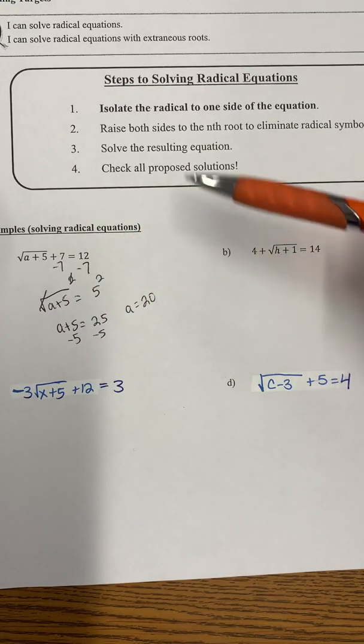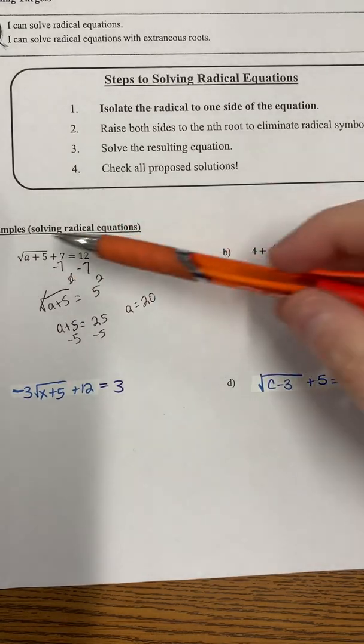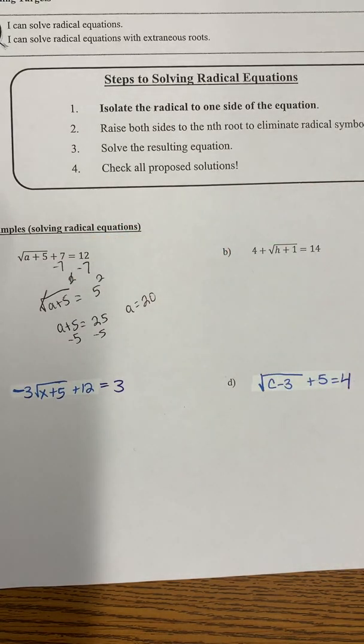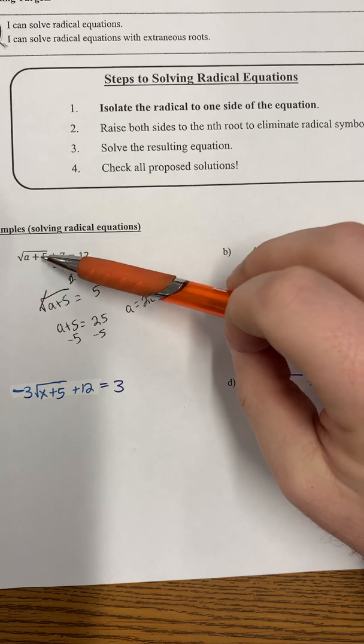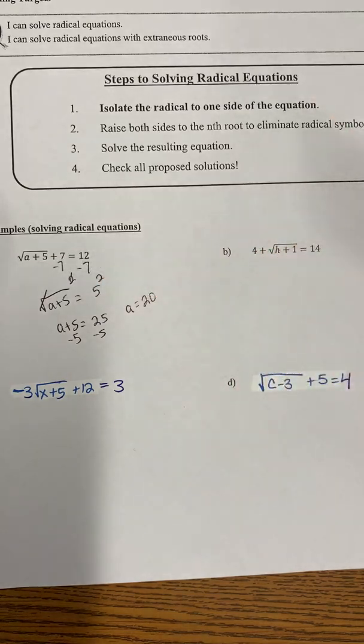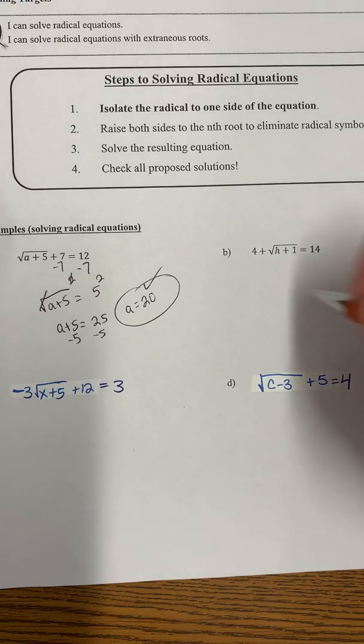We need to check and make sure that works. So we plug 20 back in. 20 plus 5 is 25. The square root of 25 is 5. And 5 plus 7 does equal 12. So a equals 20 checks out.